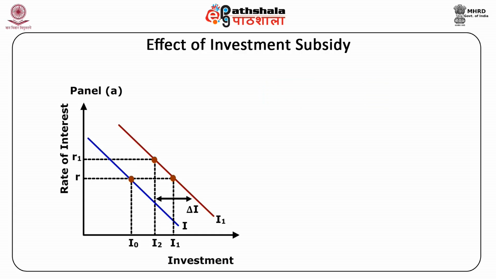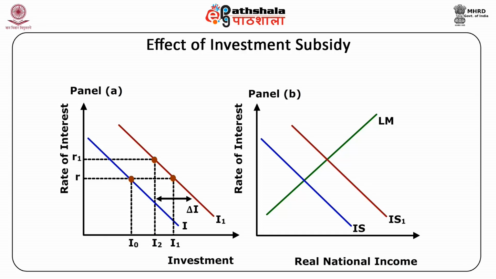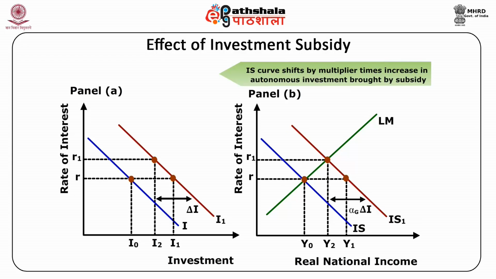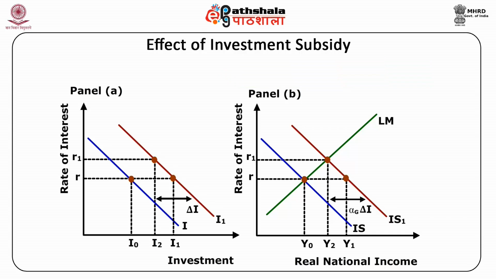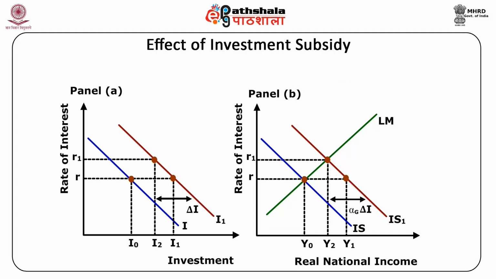It implies that at the same interest rate, investment will now be higher. This increased investment raises the aggregate spending and shifts the IS curve rightwards as shown in panel B. IS curve shifts by multiplier times the increase in autonomous investment brought about by the subsidy. To establish simultaneous equilibrium in goods and money market, interest rate rises along with the income. But now, although interest rate have risen, the investment is still higher on the new investment curve I1.